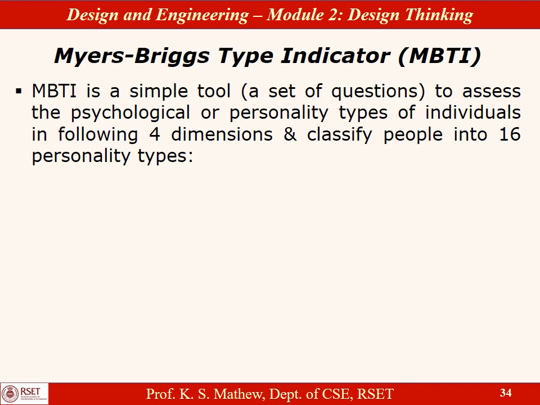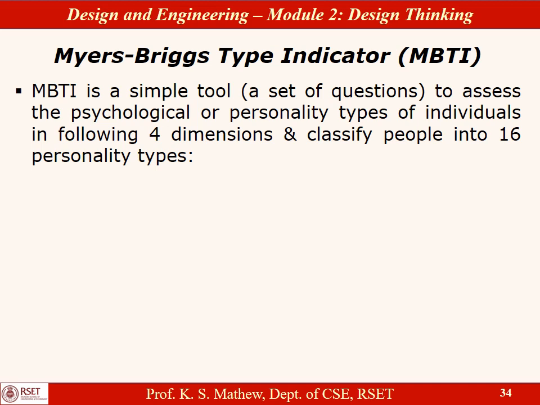MBTI, Myers-Briggs Type Indicator, is a very simple tool, a set of questionnaires to assess the personality type or psychological type of individuals, assessing them in 4 dimensions and classifying them into 16 personality types. So it is always better to understand the personality type of each individual team member. And when you form a team, it would be better if you can have people of different personality types in the team. Instead of all people belonging to the same type, it is always better to have people of different personality types forming a team. That would be a balanced team.